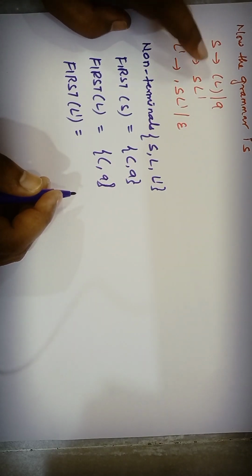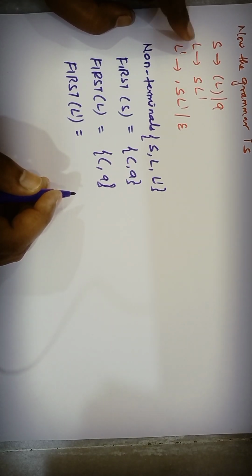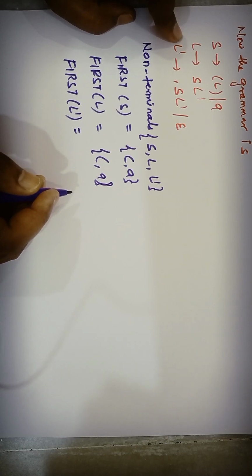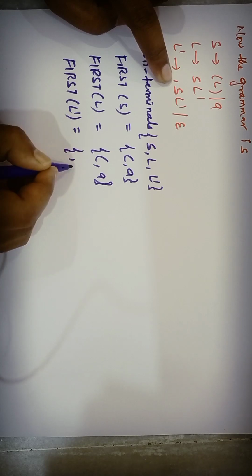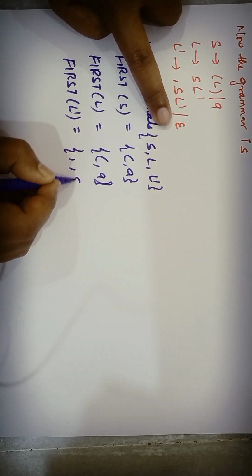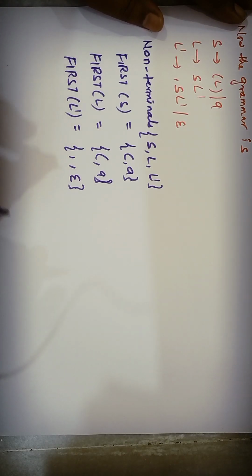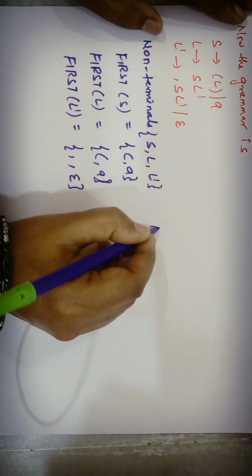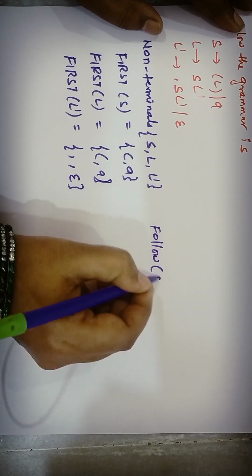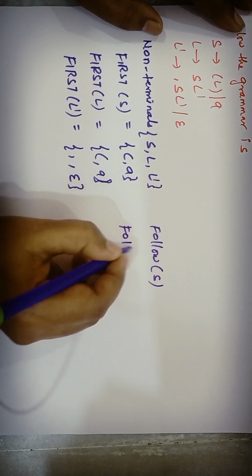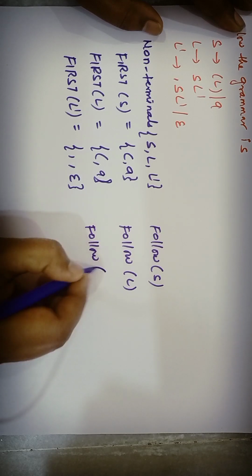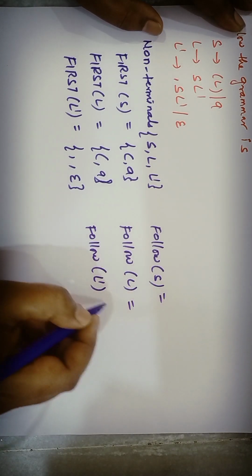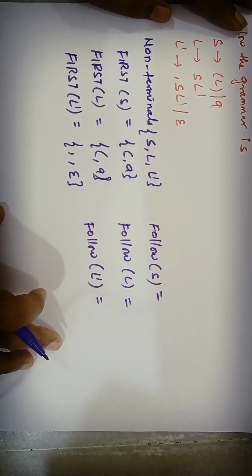Any other production? No, we don't have any other production. We have only one production. Next, for the L dash, what is the first occurrence here? Comma, epsilon. So these are the first elements of the given grammar. Next, we have to calculate follow of S, follow of L, and follow of L dash.